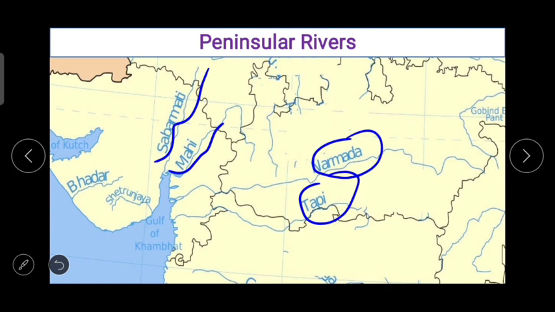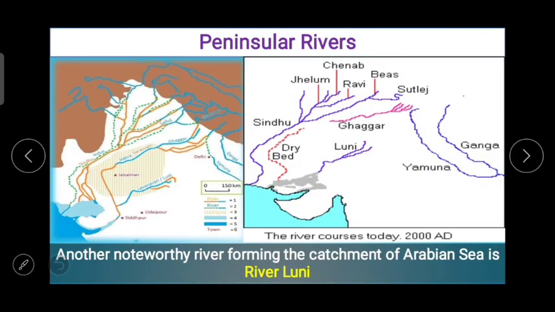Another noteworthy river forming the catchment of the Arabian Sea is river Luni. It originates along the western slopes of the Aravalli range and flows in a somewhat northwest to southeast direction and flows into the Gulf of Kutch. Here you can see the Luni river, how it flows.